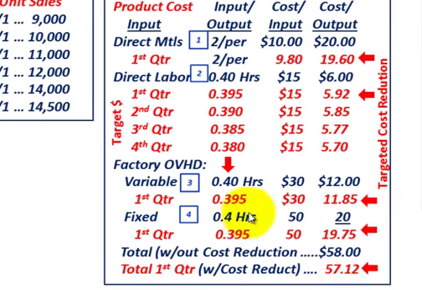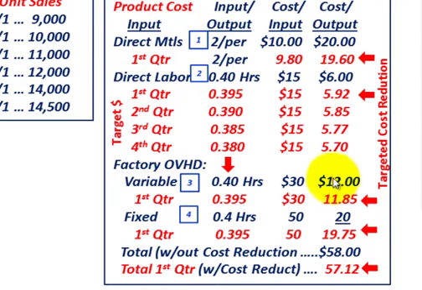So the same thing with our fixed overhead. It's based on some direct labor hours, in this case, 4/10 of an hour. So for our first quarter, we're going to move it down to what we have established here for our direct labor for our first quarter at 3.395 hours for that product, times some cost input. In this case, it's $50 per hour. That's going to give us some fixed overhead cost of $19.75. So we had $20 as a fixed amount at the beginning of the period, and at the end of the first quarter, we want to get down to $19.75.